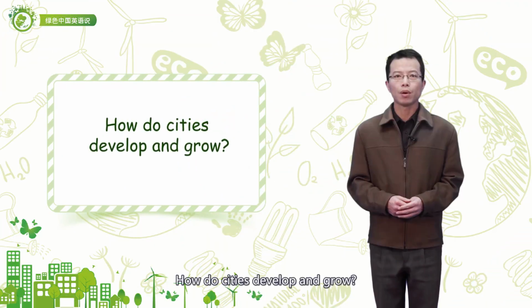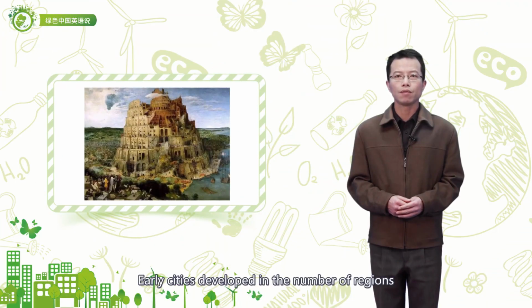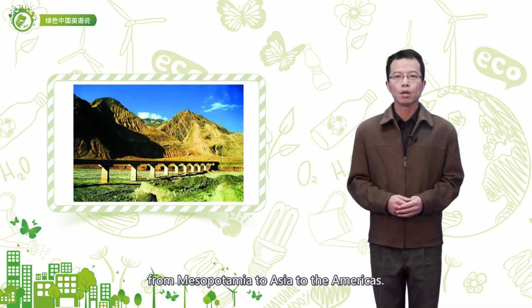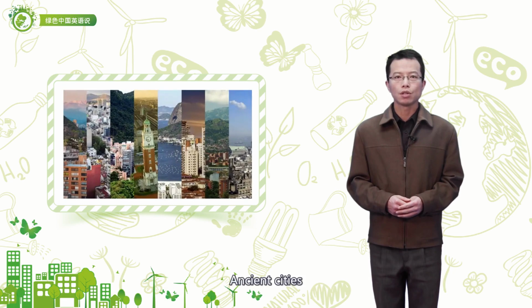How do cities develop and grow? Early cities developed in a number of regions, from Mesopotamia to Asia to the Americas. Asian cities were notable for their geographical diversity as well as their diversity in form and function.